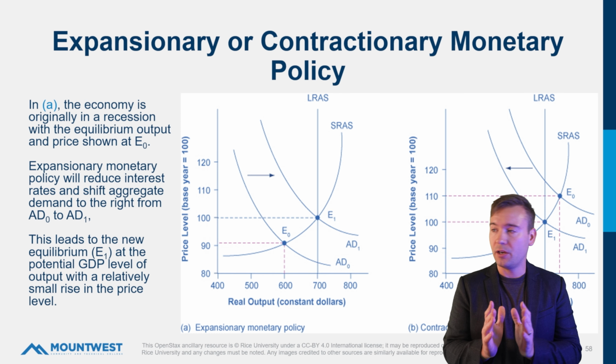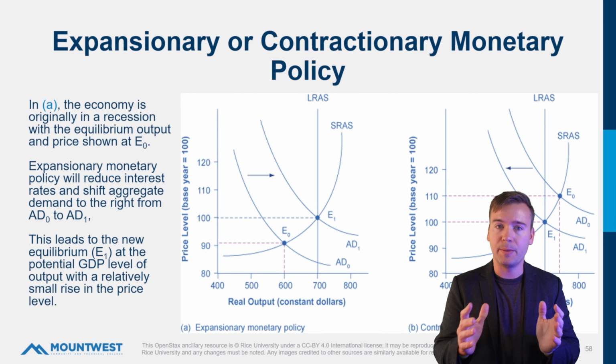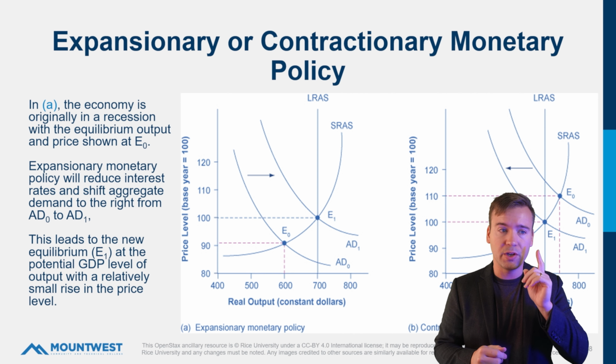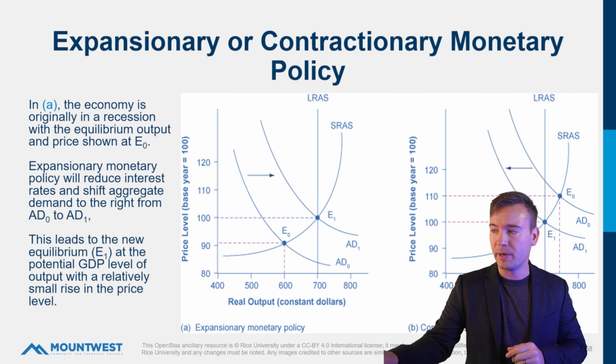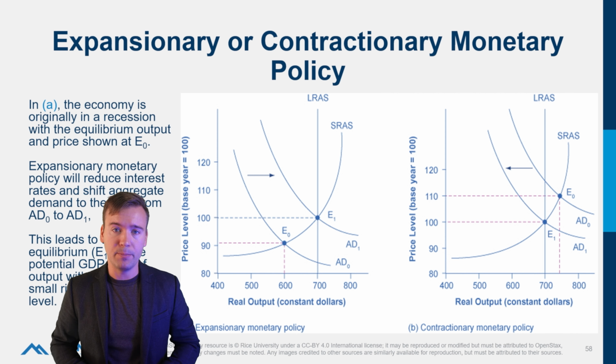Now, this graph here represents a visual of how expansionary and contractionary monetary policies impact aggregate demand in the overall economy. So I'm going to focus on the one on the left first. Let me move myself again. All right, so let's start with the expansionary monetary policy.